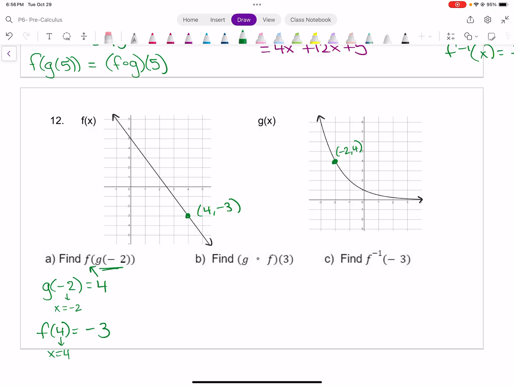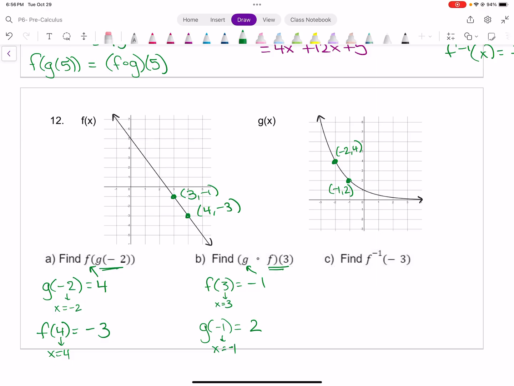For B, closest to the number is f. So f of 3. So again, 3 is the x. So we have the point (3, negative 1). So f of 3 is negative 1, which I'm going to plug into g. Now, x is negative 1 on the g equation. And we have the point (negative 1, 2). So g of negative 1 equals 2.